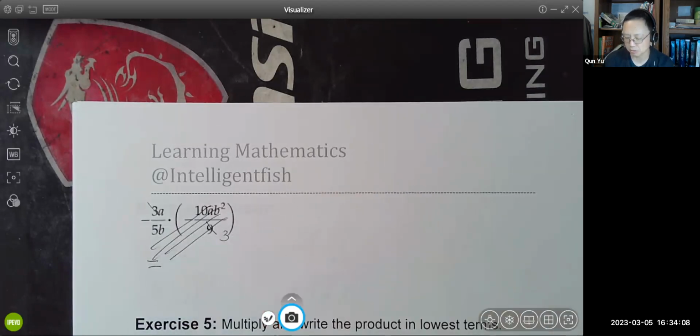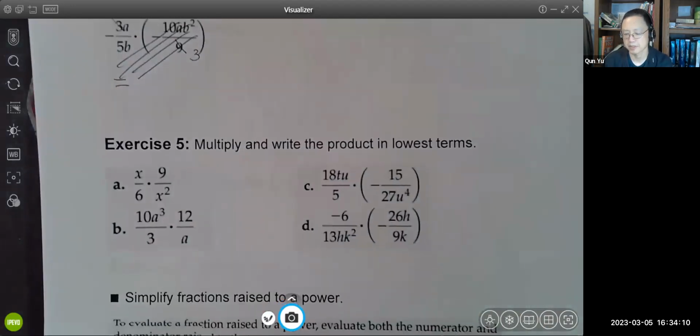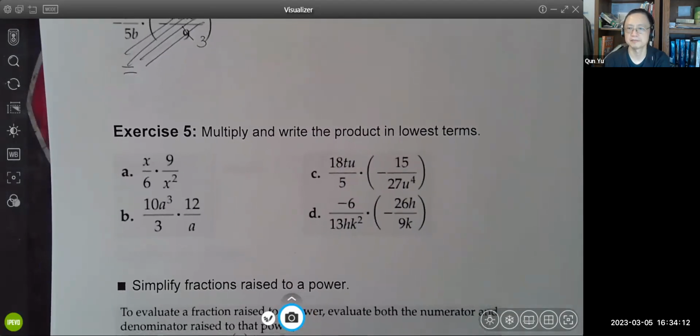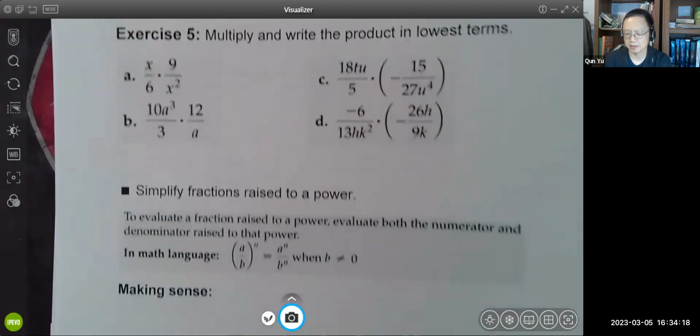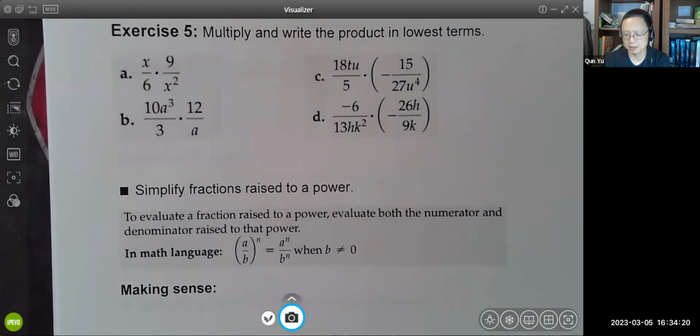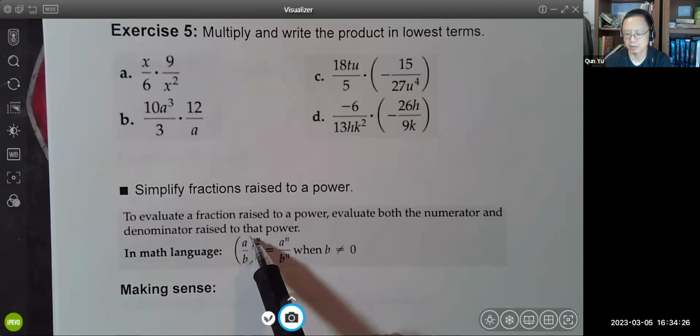So let's move on to the next topic. And this is your exercise. Yeah. And next topic is simplify fractions raised to a power. This is a fraction as a base raised to a power.